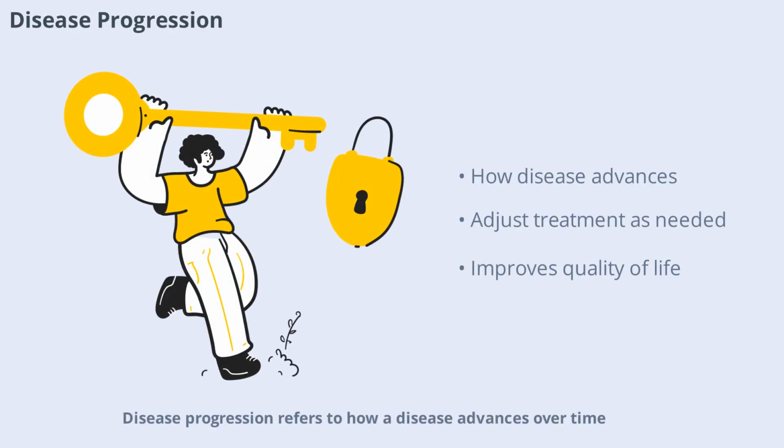Disease progression refers to how a disease advances over time. Some conditions worsen rapidly while others progress slowly. Monitoring progression helps in adjusting treatment plans and predicting outcomes. Understanding the stages of disease is essential for effective management and improving patient quality of life.